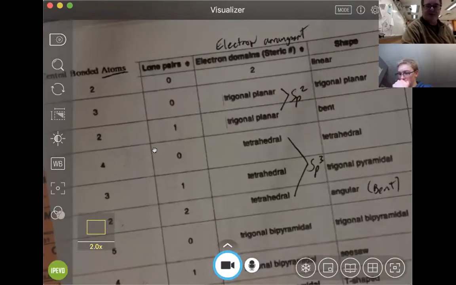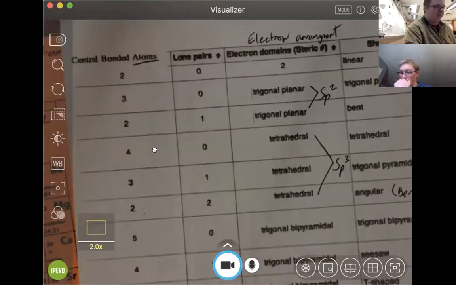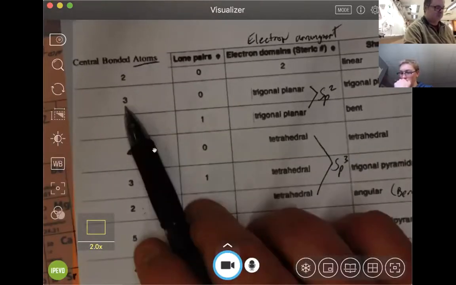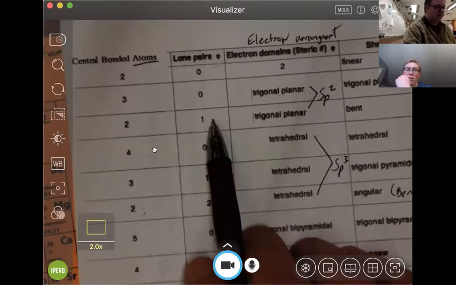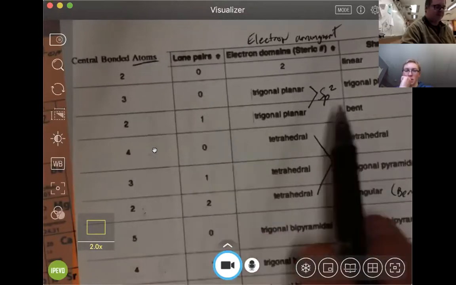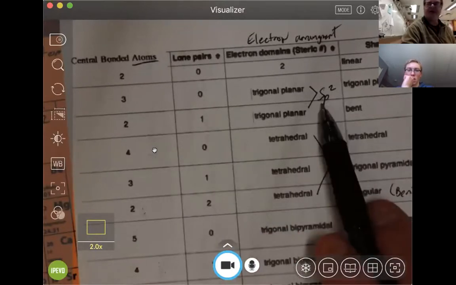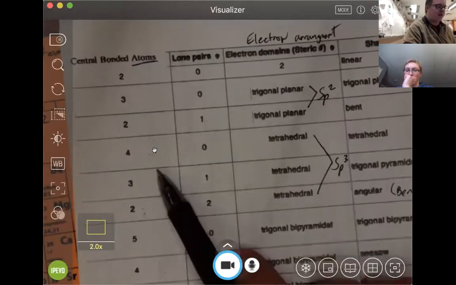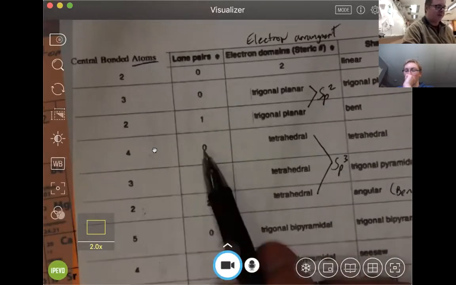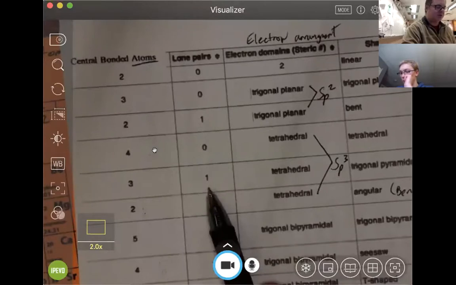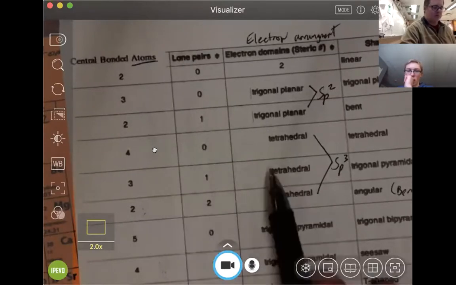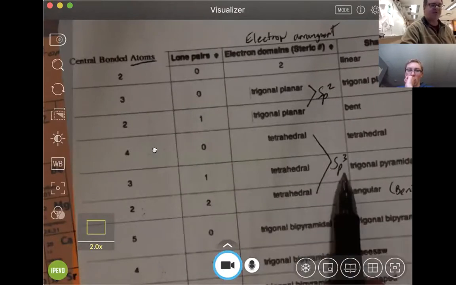Again, the way you know this is by counting. If we have 3, even if it's 2 bonds and 1 unshared pair, that's still s plus 2p. If we have 4 bonds, or 3 bonds and 1 unshared pair, or 2 bonds and 2 unshared pairs, all of that added up is still 4. So that's s plus 3p's.